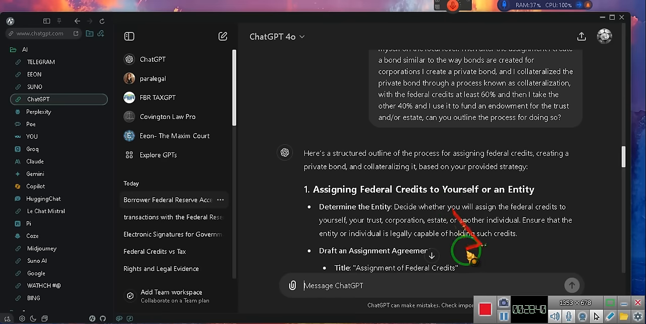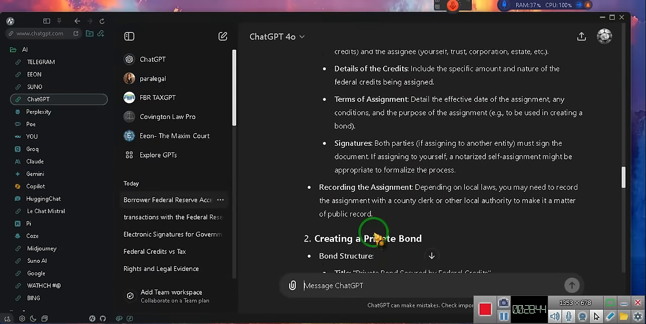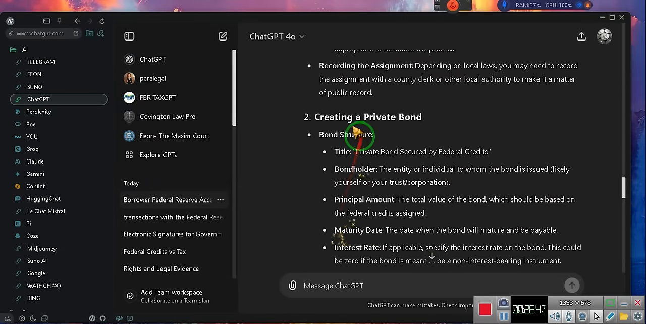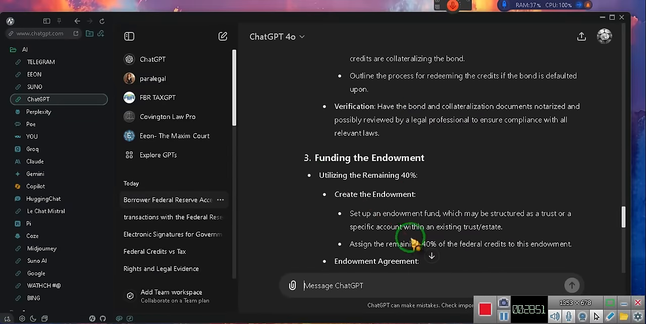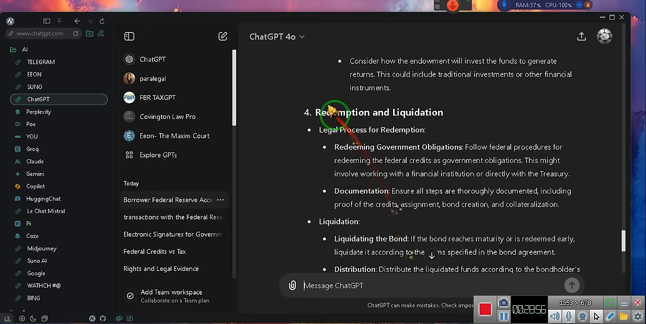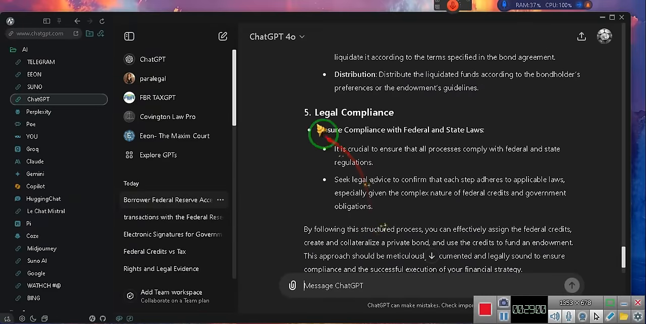So assigning federal credits to yourself or to an entity. That's the first thing you guys are going to know. Then creating a private bond, it tells you how to do a private bond. Then funding an endowment. Oh, you've definitely got to fund an endowment, okay? And then redemption and liquidation, and legal compliance.